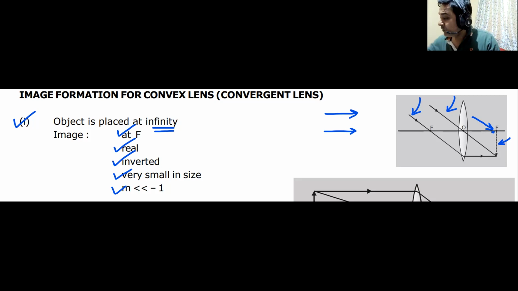What you got to do is you got to draw this diagram, understand this diagram, and you will have to note everything that I have ticked. Where is the image formed? Where is the object? I'll give you a minute to note it, do it.